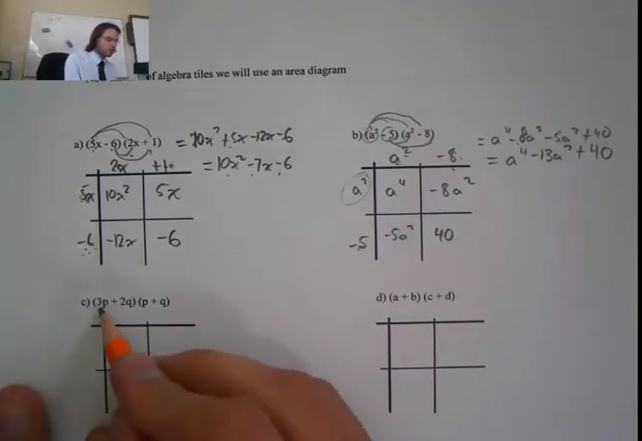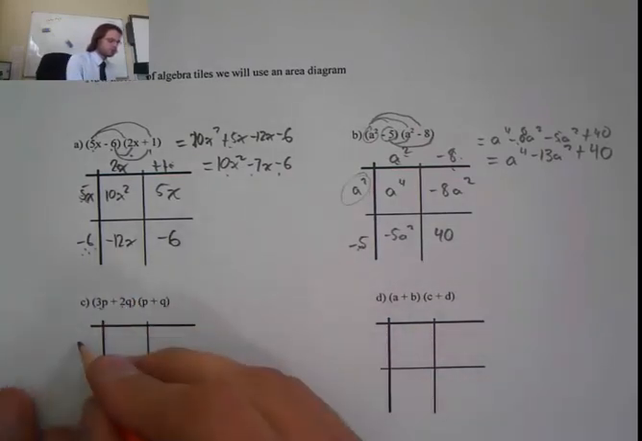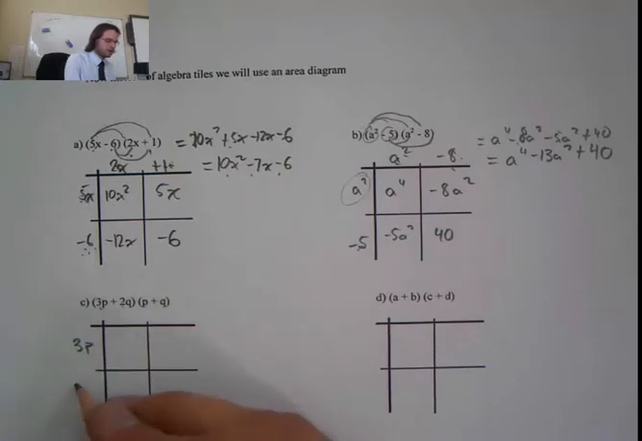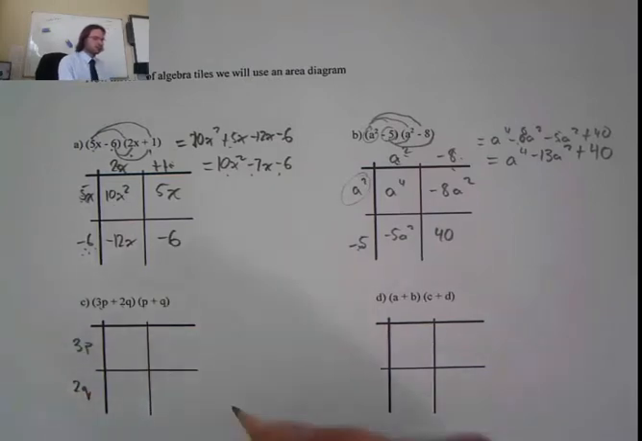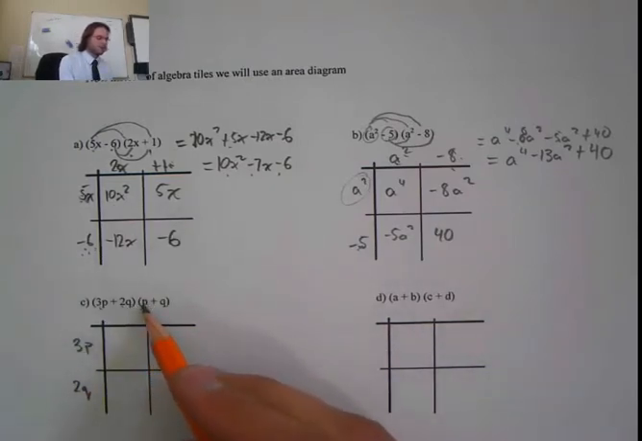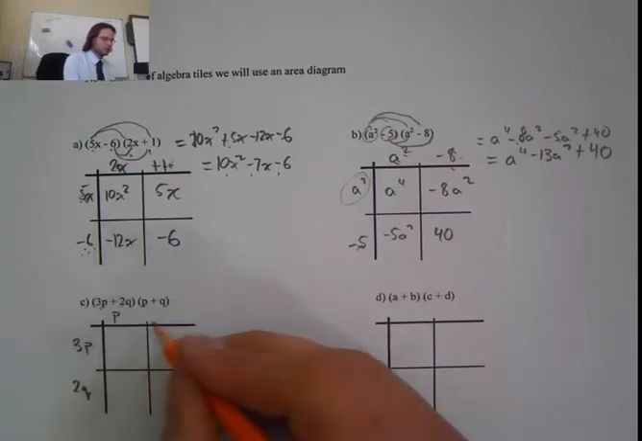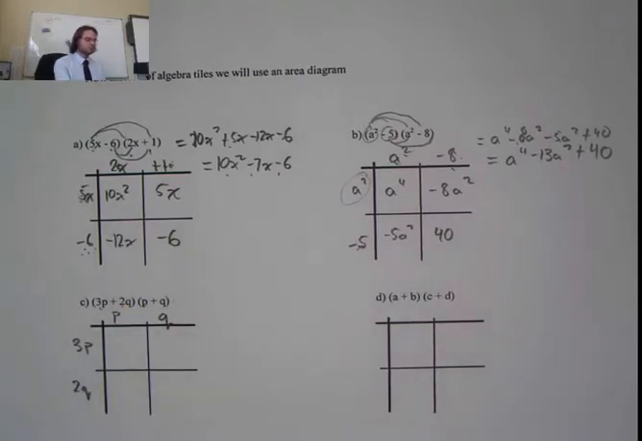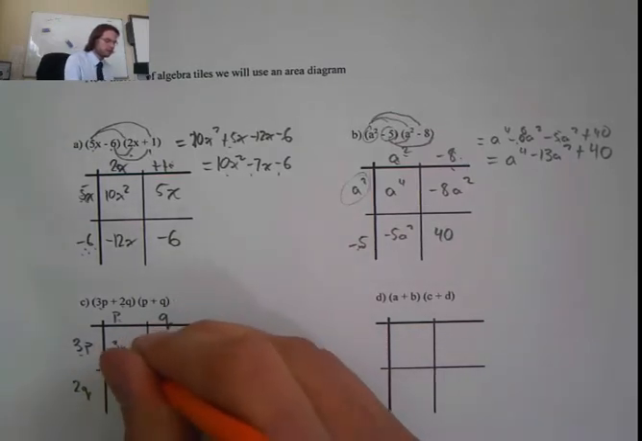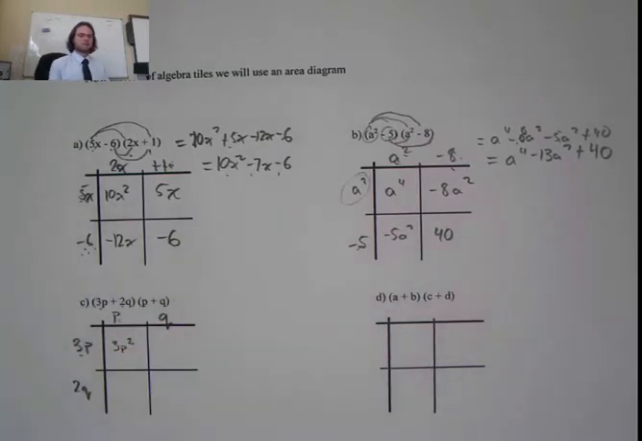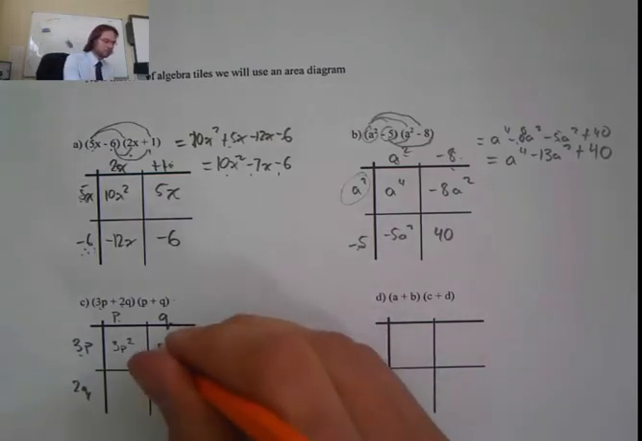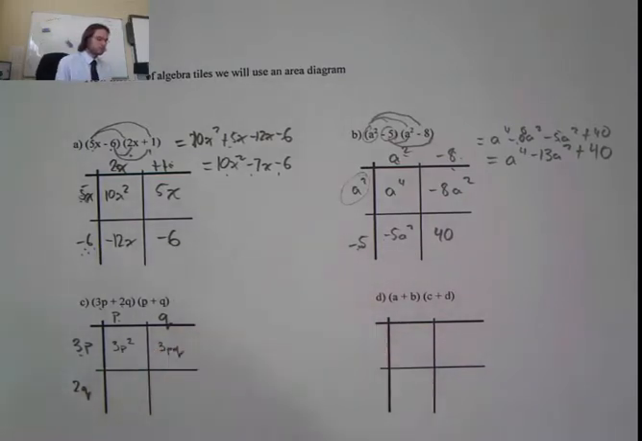I'm going to go 3p plus 2q. So we have 3p, and here we're going to have 2q. Now here, we're going to have p plus q. P plus q. So we go 3p multiplied by p gives me 3p squared. Okay? Now I'm going to go 3p multiplied by q, which gives me 3pq.